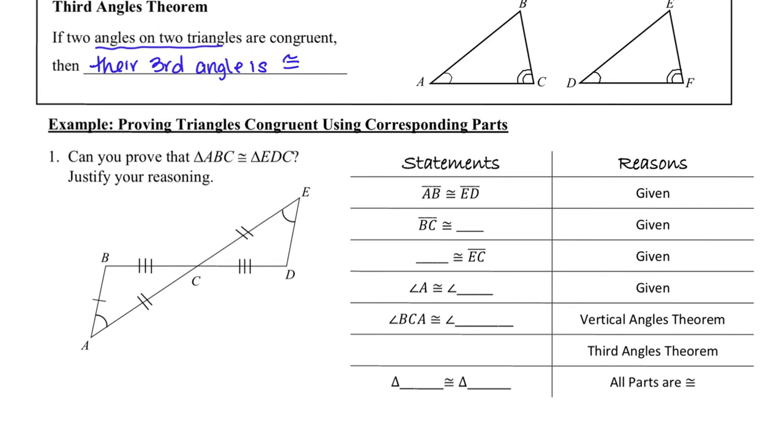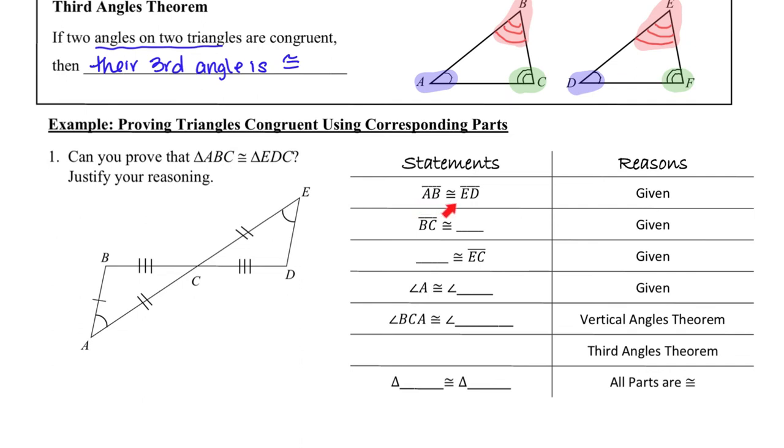So if angle A is congruent to angle D and angle C is congruent to angle F, well, then that means that angle B is going to be congruent to angle E. That kind of seems like common sense, right? So in this last example, we're going to see if we can prove that triangle ABC is congruent to triangle EDC, and we're going to justify our reasons over here. Well, they're actually justified for us. So we're just going to fill in this proof.